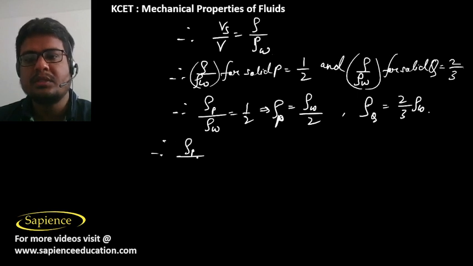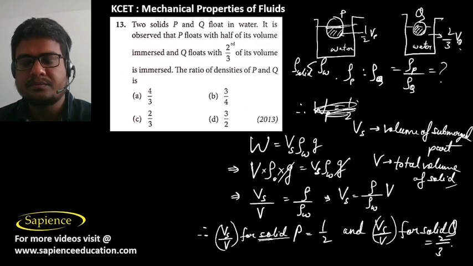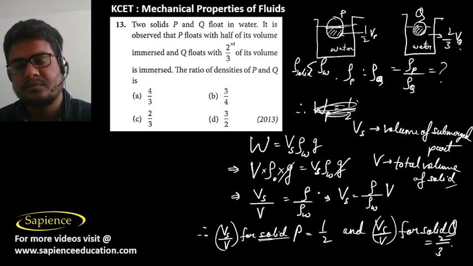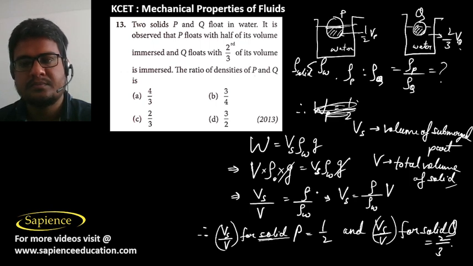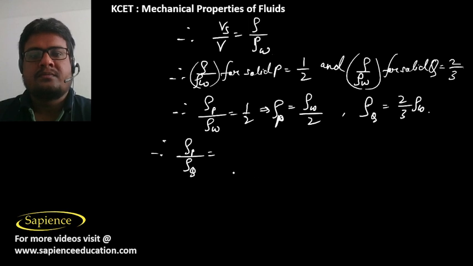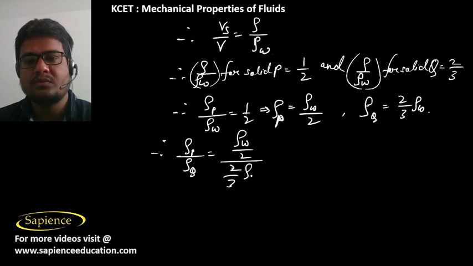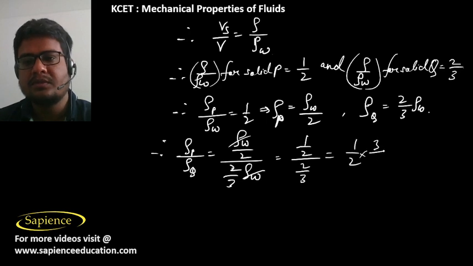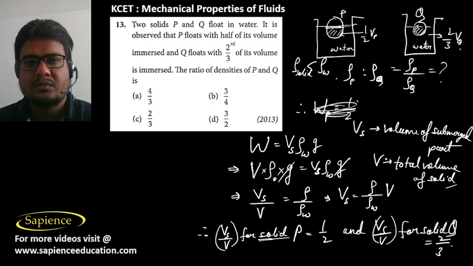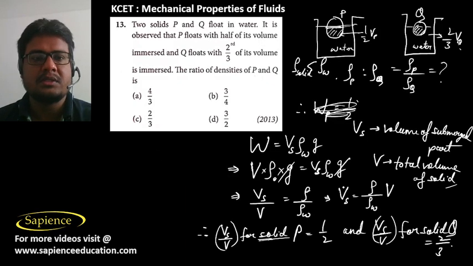So now, rho P by rho Q is equal to half rho W divided by 2 by 3 rho W. So rho W will cancel, so that is half by 2 by 3, that is half into 3 by 2, which is 3 by 4. So 3 by 4 is the answer. So option B is the correct answer.